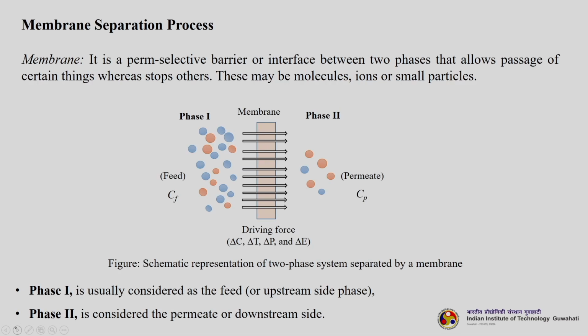As we understand, membrane is of course a semi permeable, perm selective barrier, and it is an interface between two phases that allows passage of certain things, whereas it stops others. These may be molecules, ions, or smaller particles, and there is a driving force that does the separation in case of membranes. The driving force can be of many types: concentration difference, temperature difference, pressure difference, or electromotive force difference. Usually phase 1 is the feed phase, which we also call the upstream side, and phase 2 is the downstream side or the permeate side. This is just a schematic of the usual membrane process.